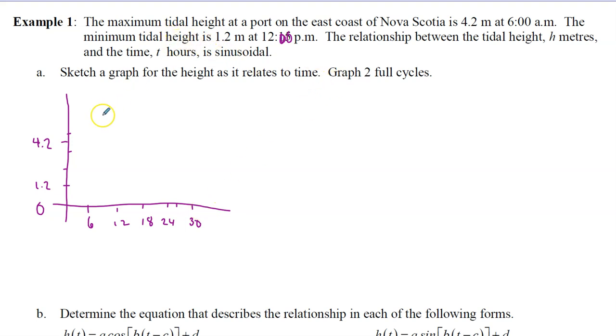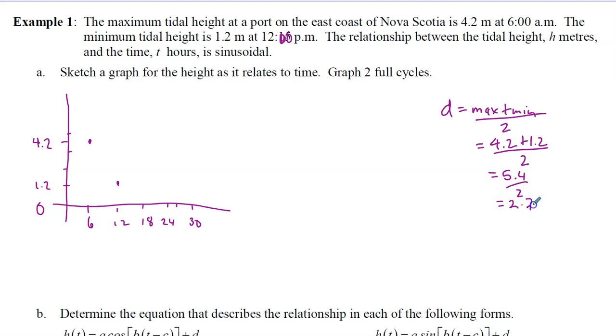So if we have a max height at 6 a.m. and a minimum height at 12 p.m., that's half the cycle. Then what I really want to know is, where is the middle? So D, basically the average, right? The middle, the median. Max plus min, so 4.2 plus 1.2 over 2, which is 5.4 over 2, or 2.7, and it's in meters. So that's going to be in the middle. Let's just sketch that in. I always like to have the midline sketched in.